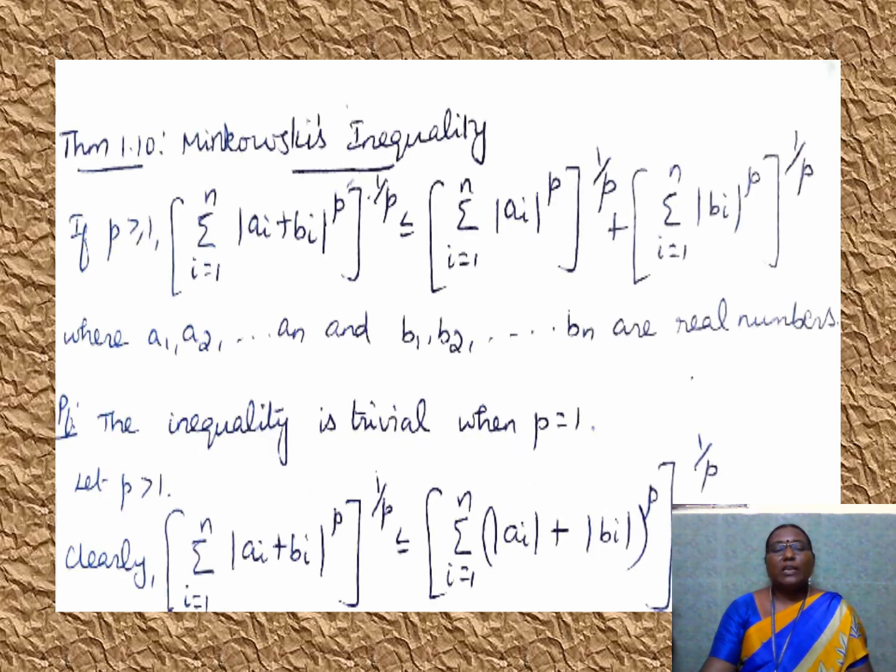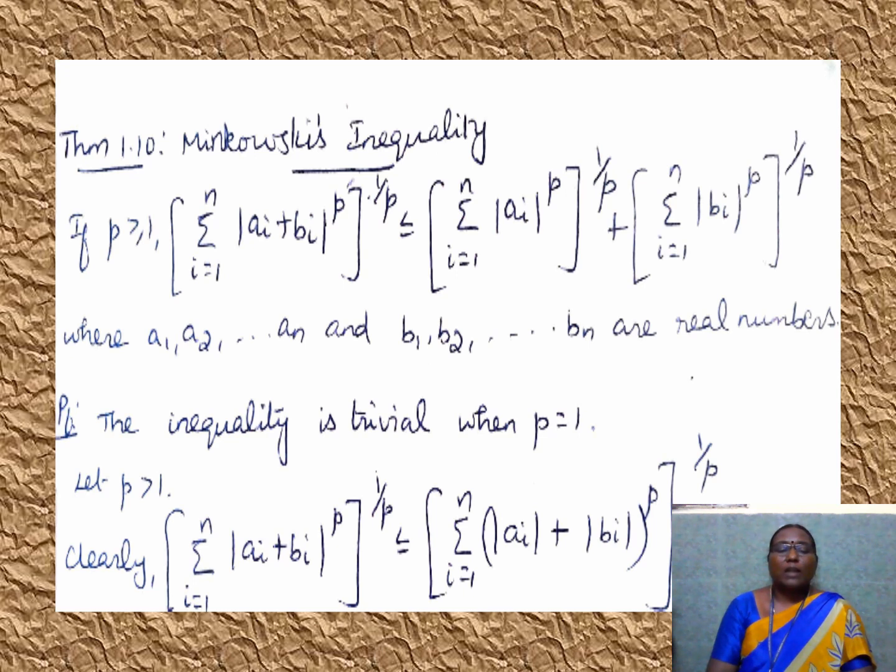Next we can see Minkowski's inequality. So remember, in Holder's inequality the terms are multiplied. In Minkowski inequality the terms are added. So summation i equal to 1 to n mod ai plus bi power p the whole power 1 by p less than or equal to summation i equal to 1 to n mod ai power p the whole power 1 by p plus summation i equal to 1 to n mod bi power p the whole power 1 by p. Similarly, in the Holder's inequality, ai and bi are real numbers. So the inequality is trivial if p equal to 1. If we take p equal to 1, there is no need to prove. The inequality will become trivial.